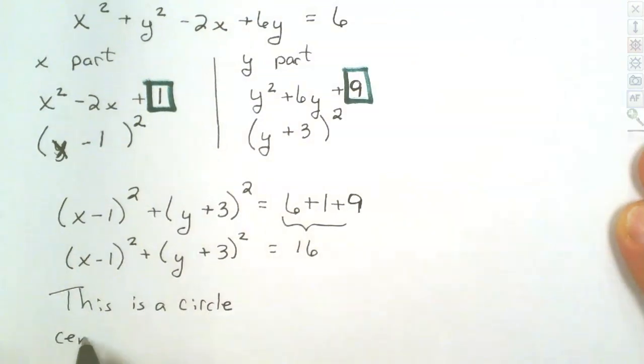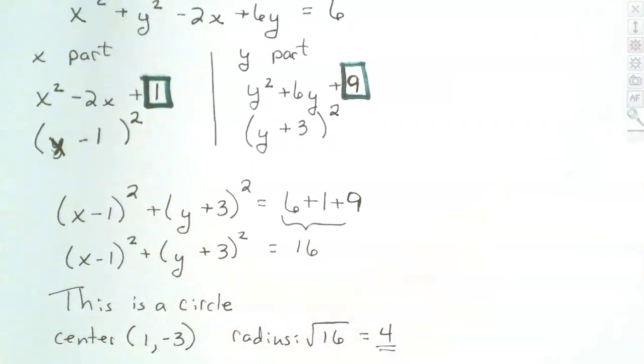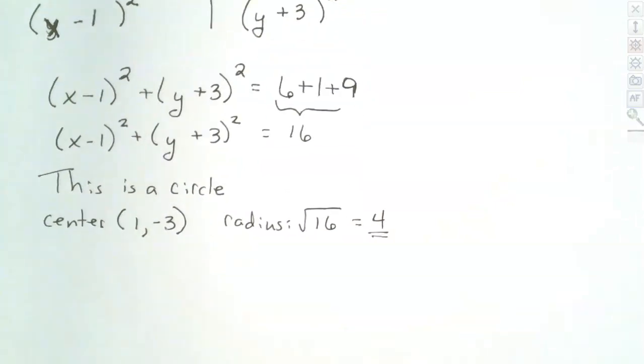And the center would be what? Changing the signs, switching them around, the center would be 1 comma negative 3. And my radius is not 16. It's the square root of that 16, which is then what? 4. So that is a circle, and it has a center at 1 negative 3 and a radius of 4 there.